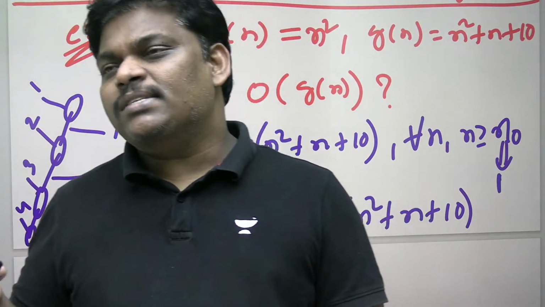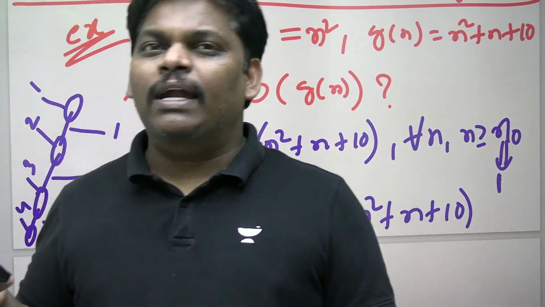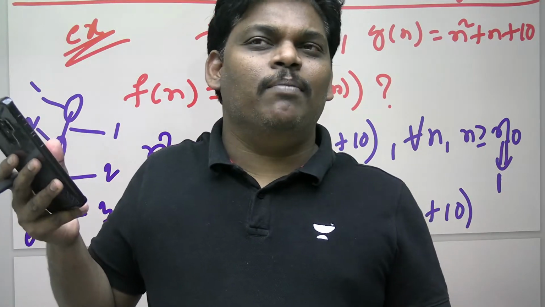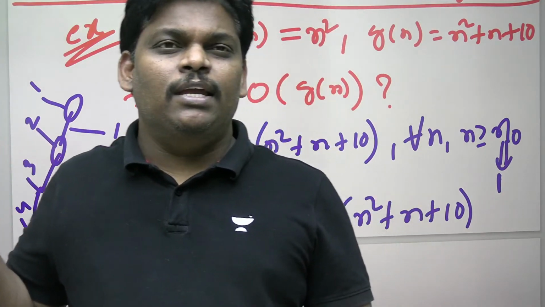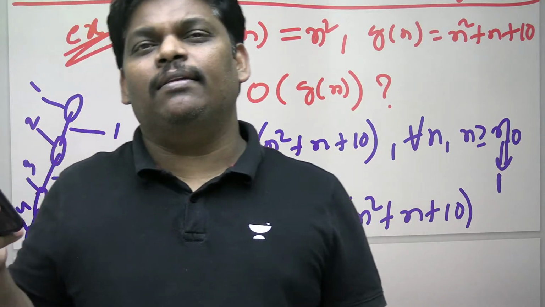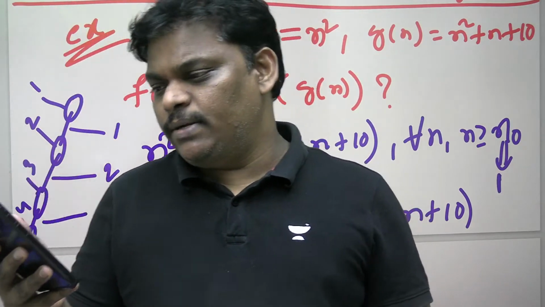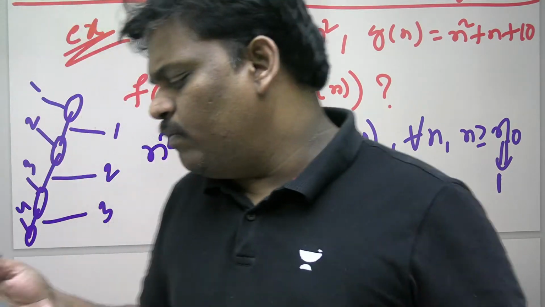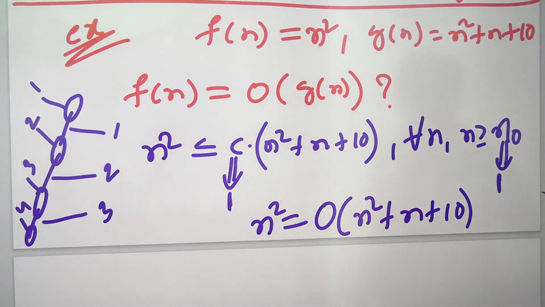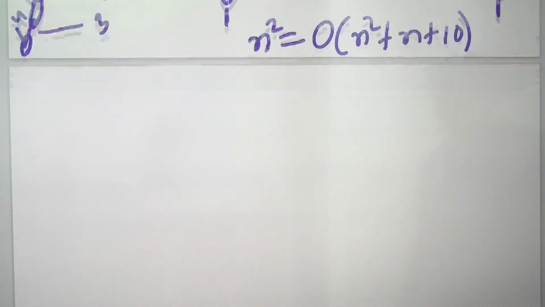One more person asked me the difference between level and height. If the levels in a binary tree are 20, height is 19. Levels minus 1 is height. Fine. Let's go to one more example.